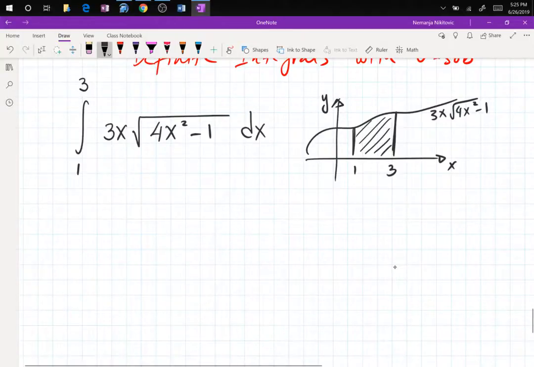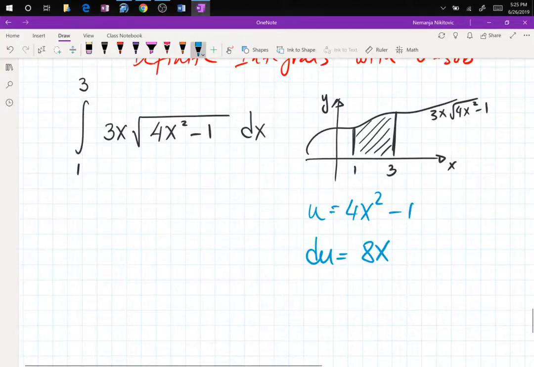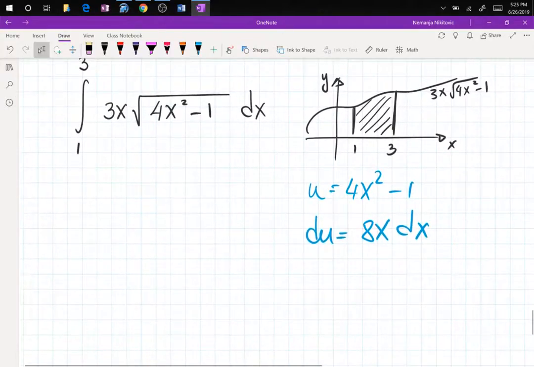So now what we're going to do is the U sub for the stuff under the square root like we did yesterday. So u equals 4x squared minus 1, and the du is immediately 8x dx. Do we have 8x dx? No. Not on the surface. We have the 3x, right? So we're going to put 8 and 1 over 8 in front.